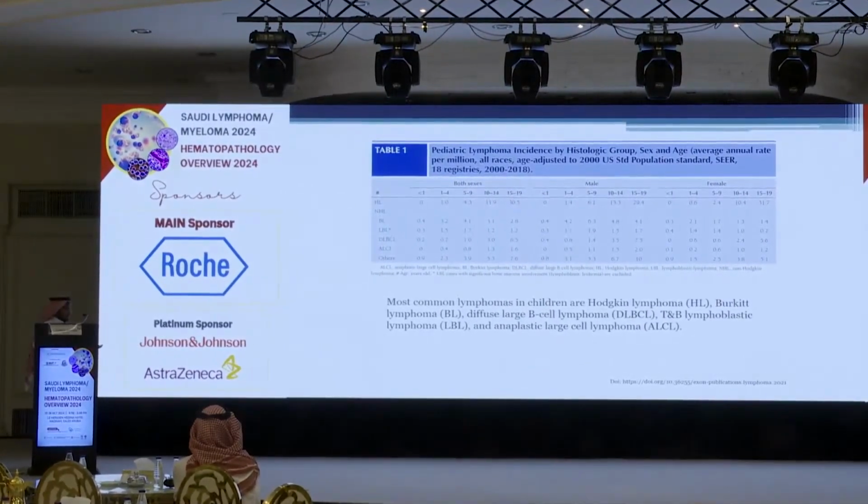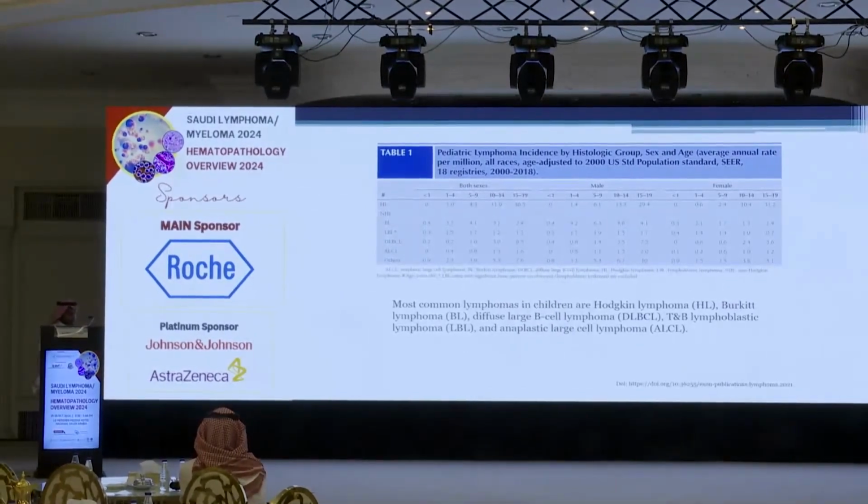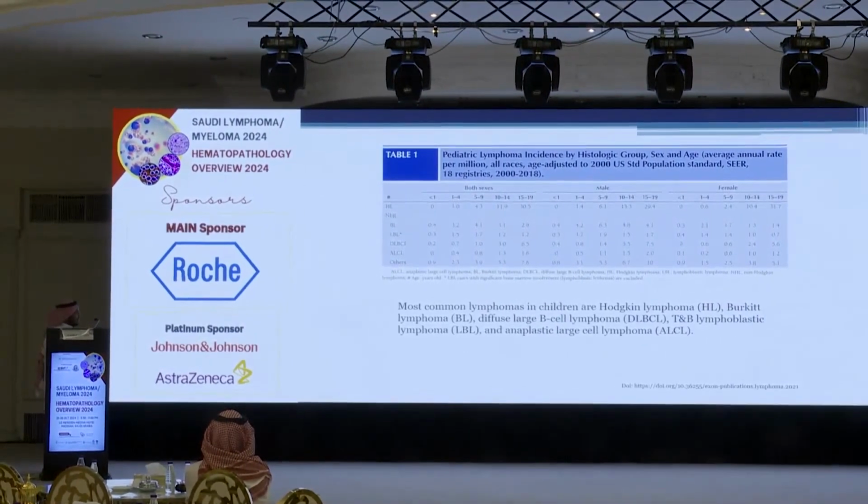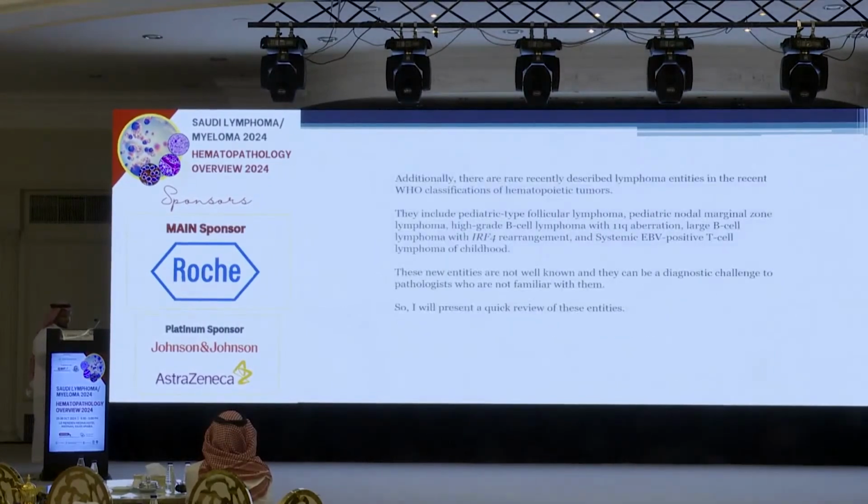Burkitt lymphoma, Hodgkin lymphoma, and anaplastic large cell lymphoma, you already heard about during this course. So I will talk about the rarer entities, the new entities that have been recently described in the WHO. These entities may present a diagnostic challenge for the pathologist, especially those who are not familiar with them. So I will provide a quick overview of these entities. I will rely mainly on the WHO 5th edition.